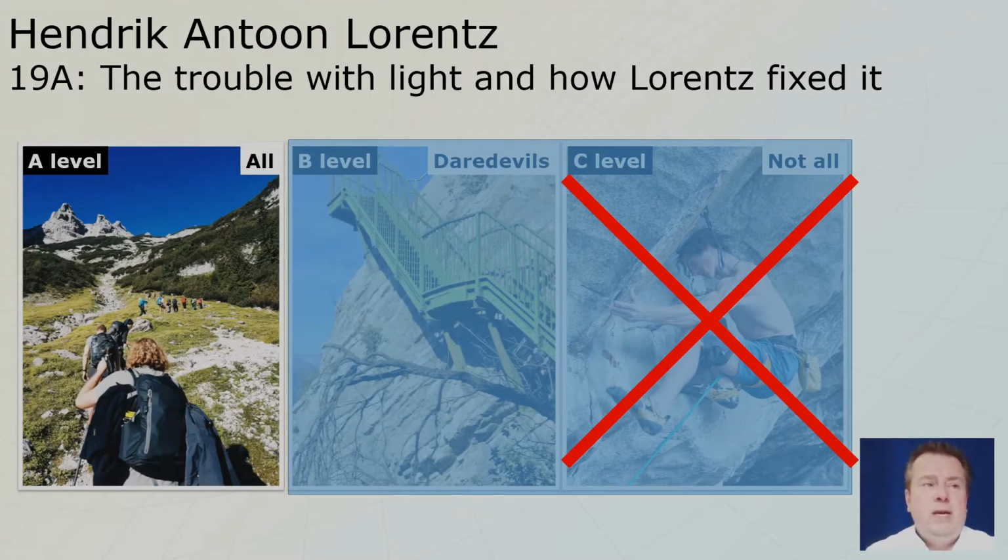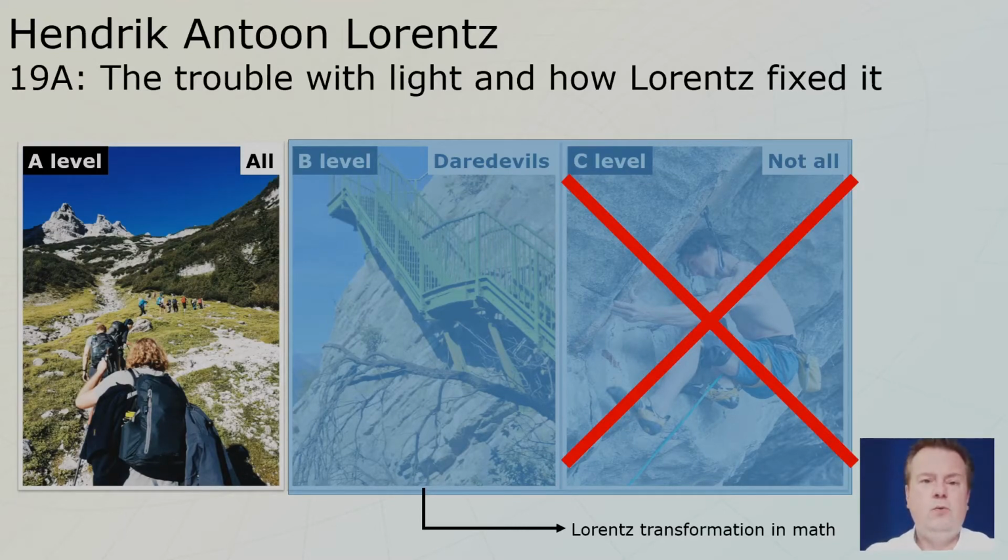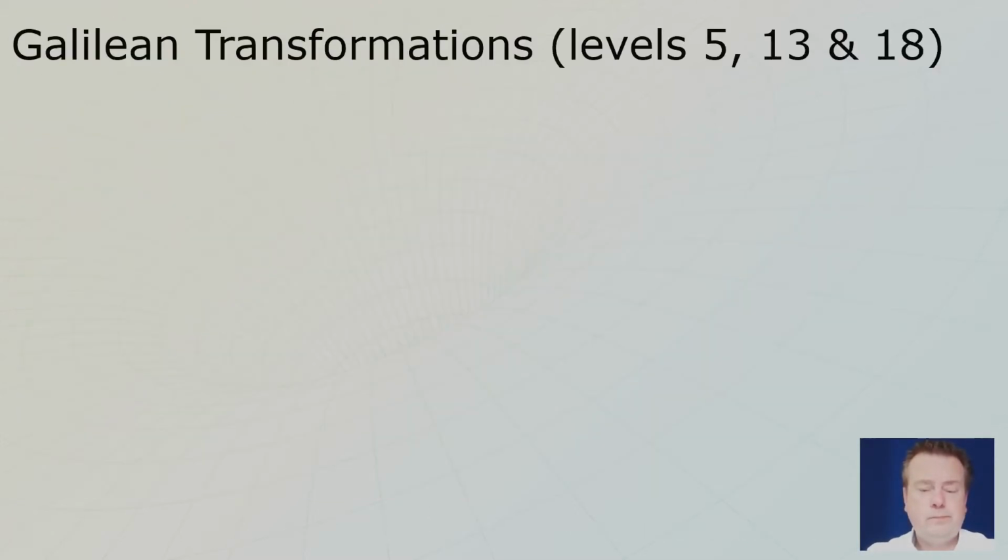And as you may have seen in previous levels, sometimes I go another step deeper and then we are truly going to rock climb. But for Hendrik, we are not going to do rock climbing. We're just going to do level A and level B. So let's get into it. Oh yeah, and level B will be about the Lorentz transformation in math. But you can forget about it. Let's first meet Hendrik Antoon Lorentz and, well, maybe first start what it was all about.